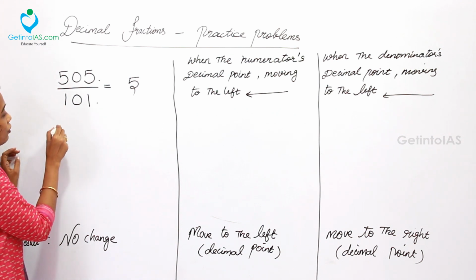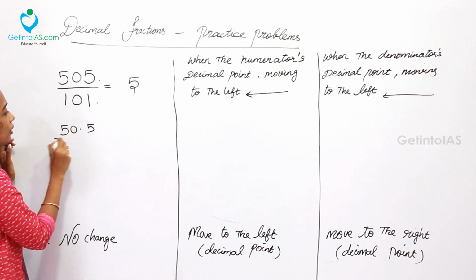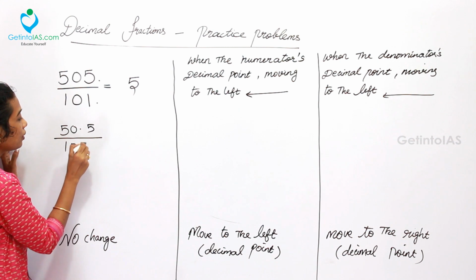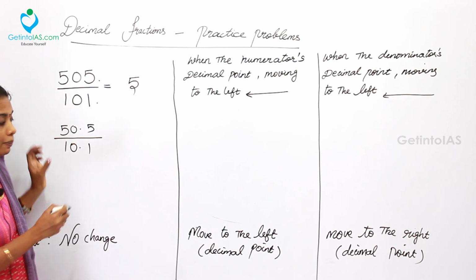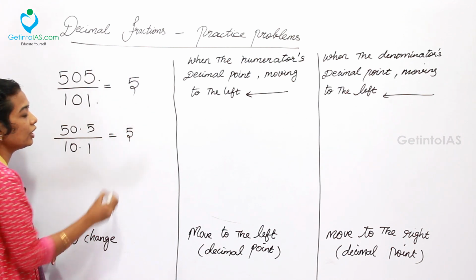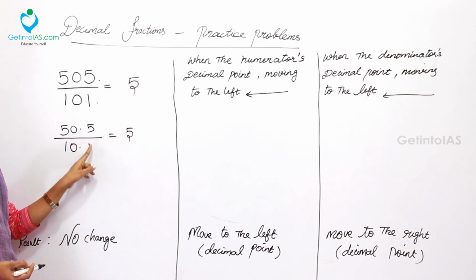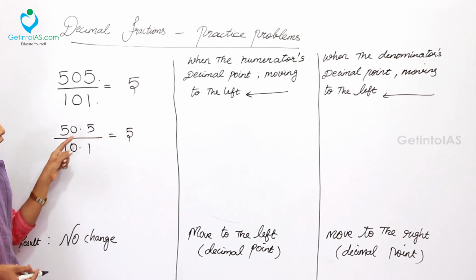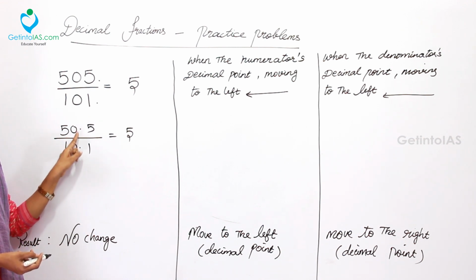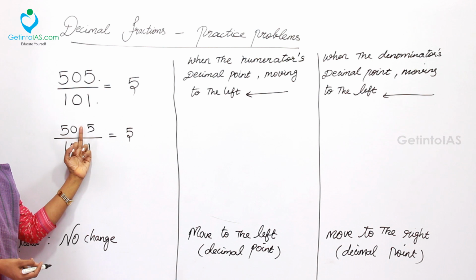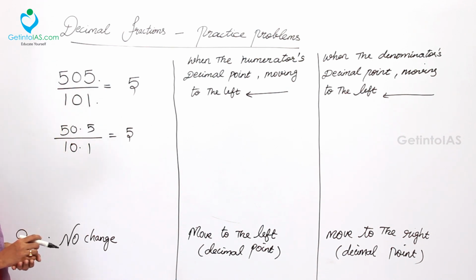So here, 505, I am going to write as 50.5. In the denominator I am going to write 10.1. What will happen when you divide 50.5 by 10.1? Definitely you will get the result as 5. There is no change in the result when you change the position of the decimal point in both the numerator and the denominator, because both the points get cancelled. This gives you 505 by 101, which we learnt in the balancing procedure.